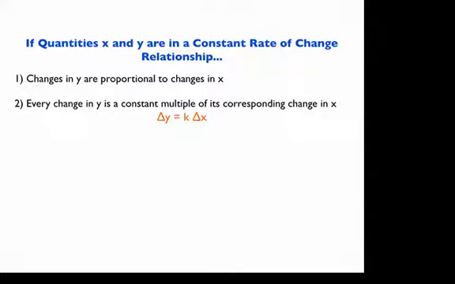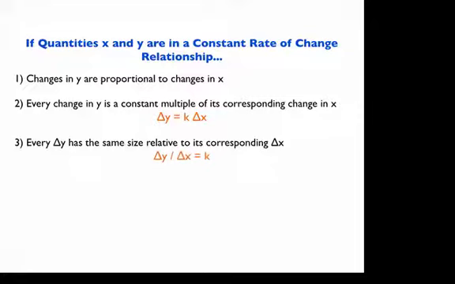We need a change in y. We need a change in our output variable. How are we going to calculate it? If it's constant rate of change, it's k delta x. Okay? Next one is relative size. Every change in y has the same size relative to its corresponding change in x. Remember that? Here's that. The change in y over change of x is a constant. Okay? This is the relative size. Remember the bars.